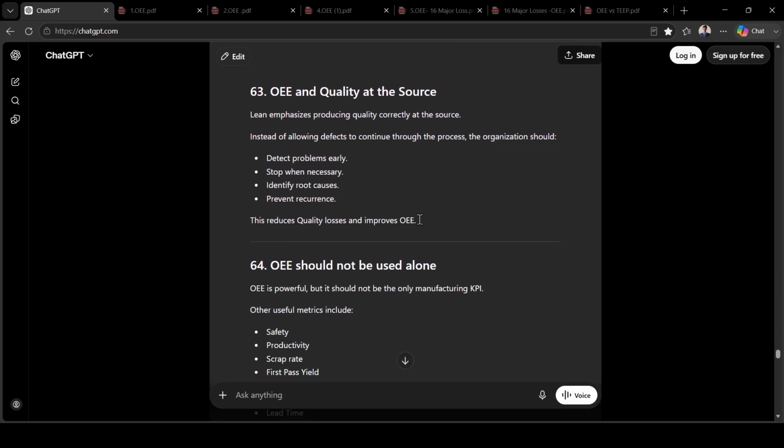OE and quality at the source. Lean emphasizes producing quality correctly at the source instead of allowing defects to continue through the process. The organization should detect problems early, stop when necessary, identify the root cause, and prevent recurrence. This reduces quality losses and improves OE.